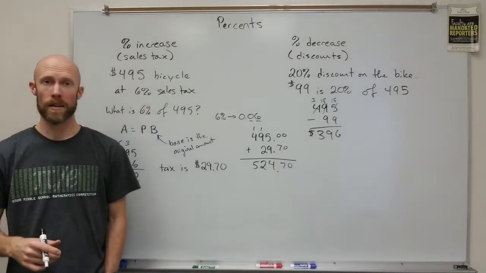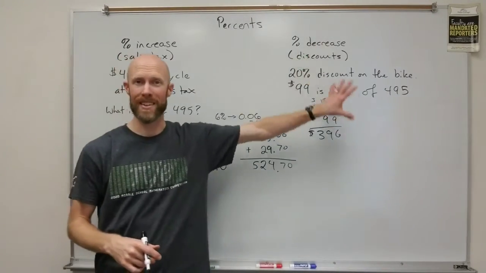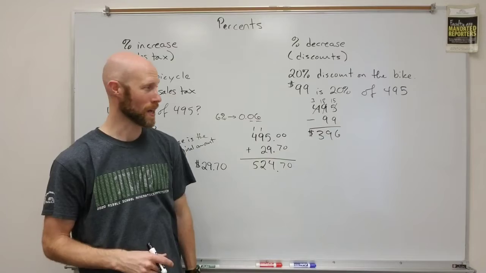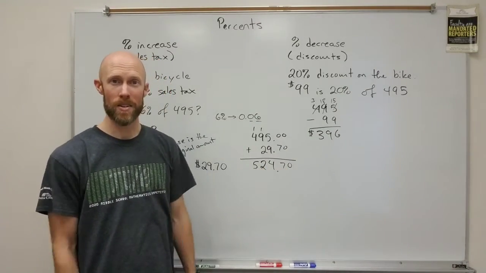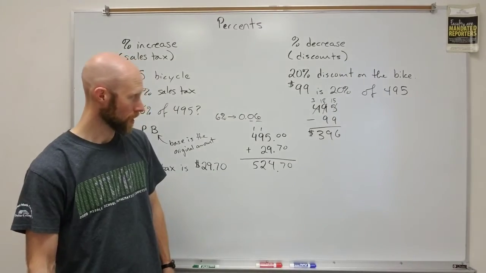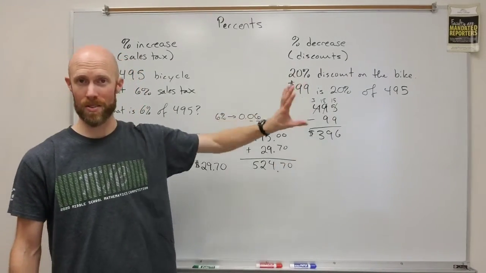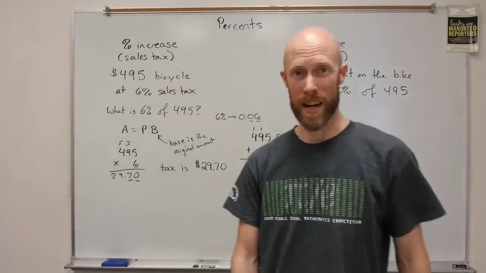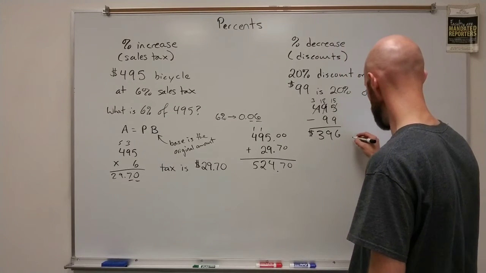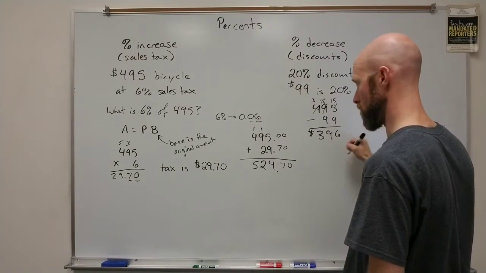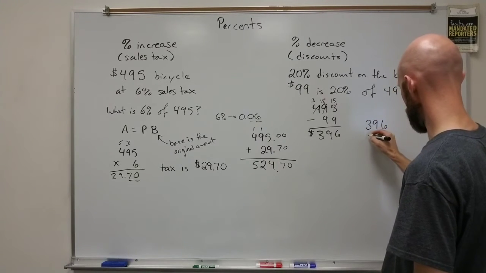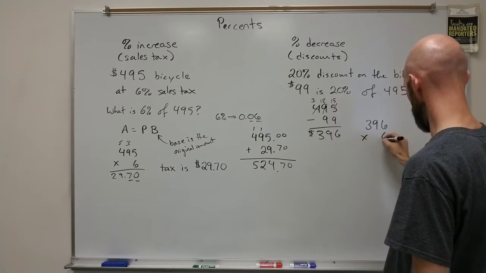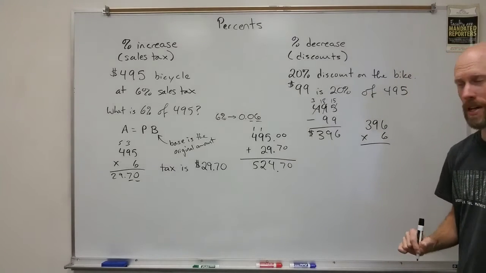But then, so that's our discount, right? So that gives you the amount for the bike. But then, we got to throw sales tax on top of that, right? So sales tax, even if you get a discount, you still have to factor in the sales tax. And so, if I wanted to do 6% of that number, 396, again, times 6% to get my sales tax.